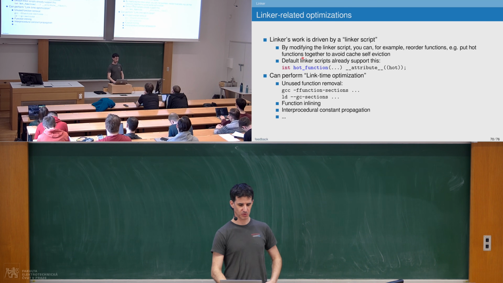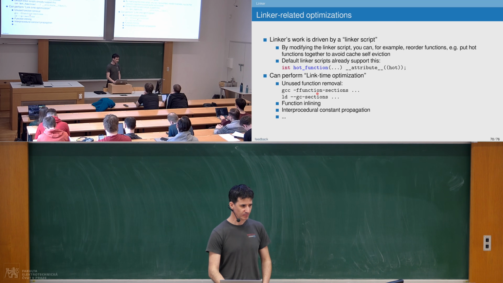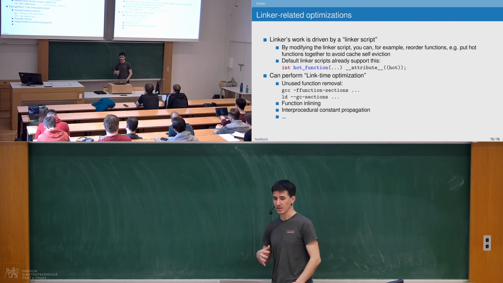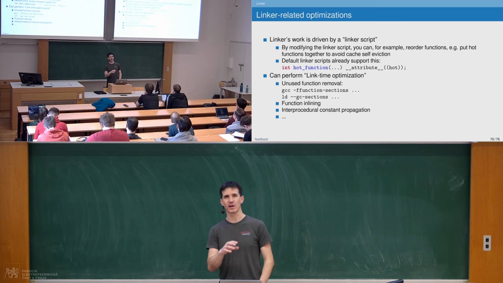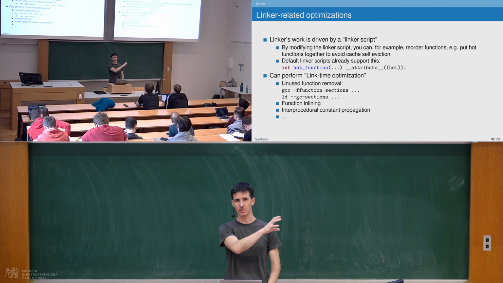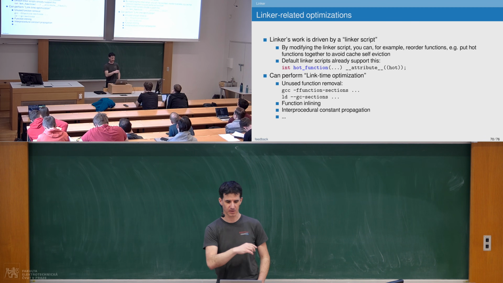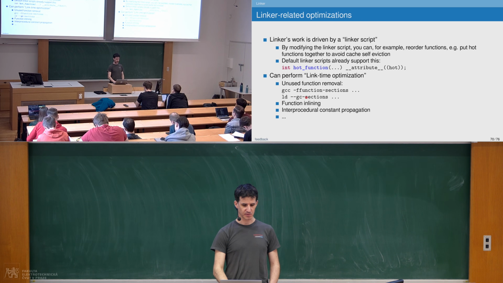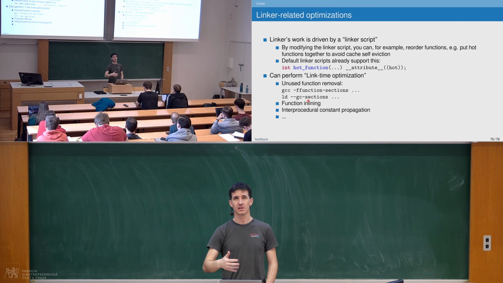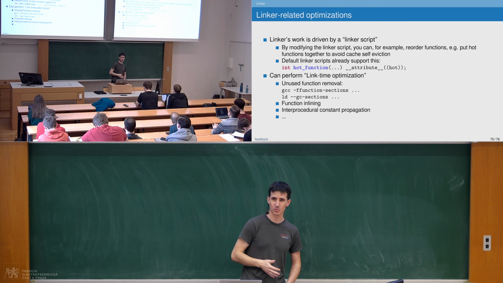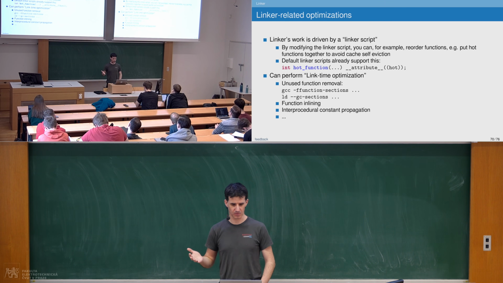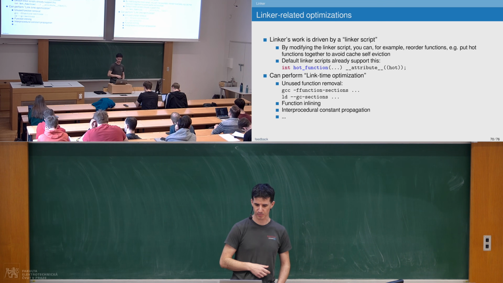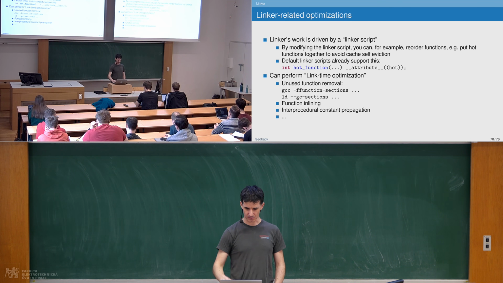Another useful optimization which can be done by the linker is removing unused code, because at compile time the compiler doesn't know whether a given function is called from another compilation unit. Only the linker knows which function is called from another compilation unit, and with some compiler switches you can tell the linker, please remove the functions which are actually not used. By doing that, the memory footprint of the program is smaller, and if the memory footprint is smaller, the program is faster. So this is the second optimization.